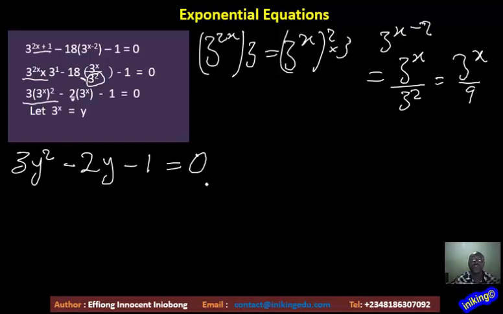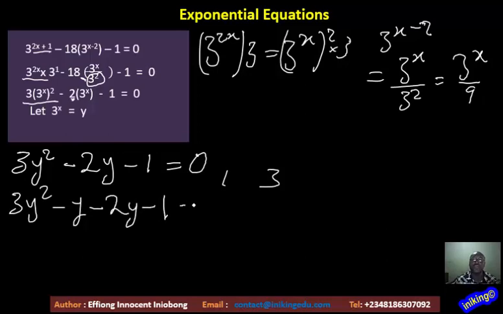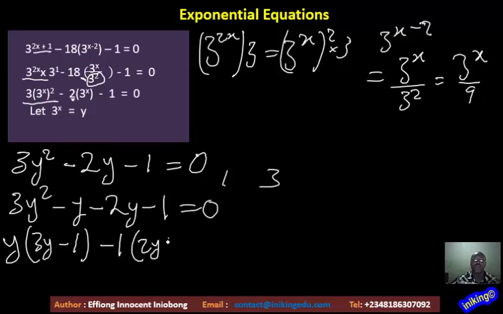3 times 1. So we're going to look for factors of 3. That's 1 and 3. So we have here 3y squared minus 1y minus 2y. I'm simply solving the quadratic equation now, equal to 0. Y is common there, so we have 3y minus 1. What is common here? Minus 1 is common, so we have 2y plus 1 equal to 0.